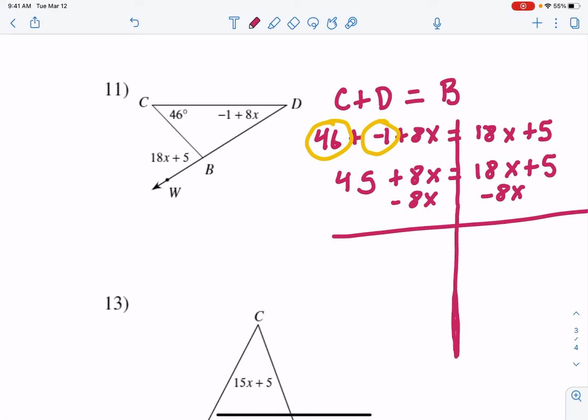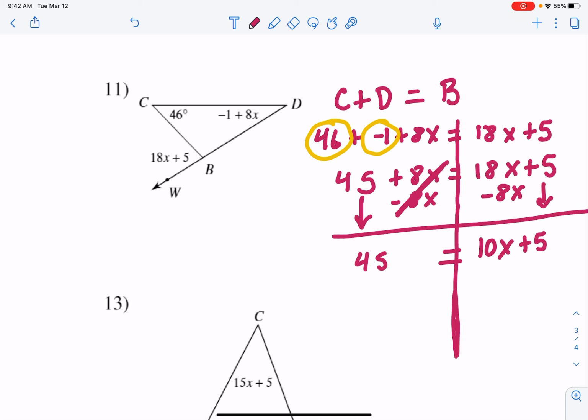All right, so on the left-hand side, I've got 45, and then positive 8x minus 8x, that just makes it go away. So I just have 45 on the left. On the right-hand side, I've got my 18x minus 8x, so I'm left with 10x. And then I'm going to bring down that plus 5. So I brought down the 45 and the 5, and I subtracted 18 minus 8 to rewrite my equation.